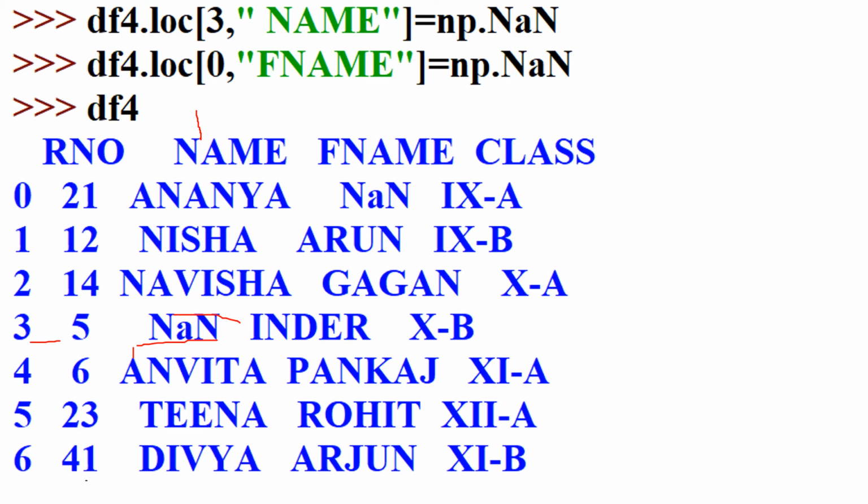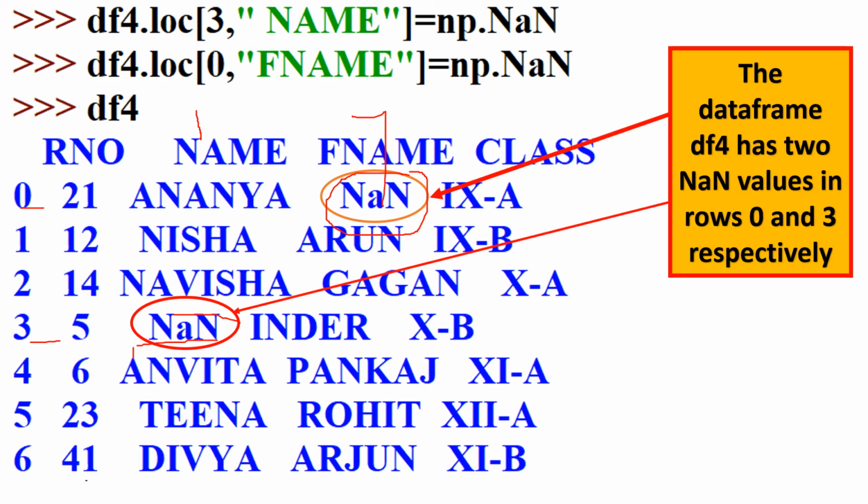Similarly, if you write df4.loc[0, 'fname'], 0 means row index 0, and fname is the fname column, so this is the NaN value. If you display df4, you can see these two values have been changed to NaN. So this is the data frame having NaN values, the two NaN values in rows 0 and 3 respectively.